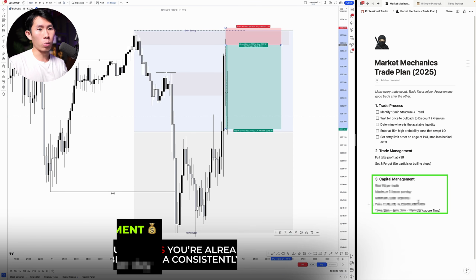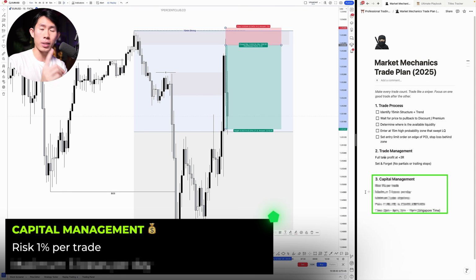So our capital management rule states that we are only going to be risking 1% of our total capital per trade. So if we have $100,000 in our capital, that is where we will only be risking $1,000 on each trade, right? So based on this, I will go on to a lot size calculator and determine what is the correct position size that I should be using based on my stop loss and based on my risk per trade.